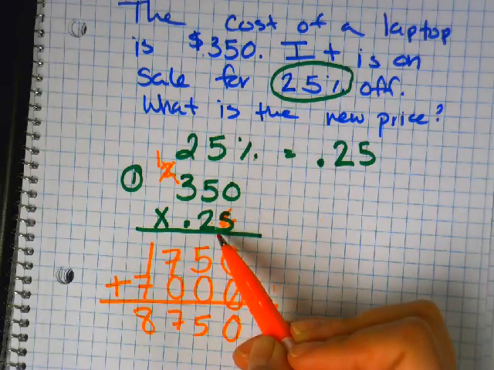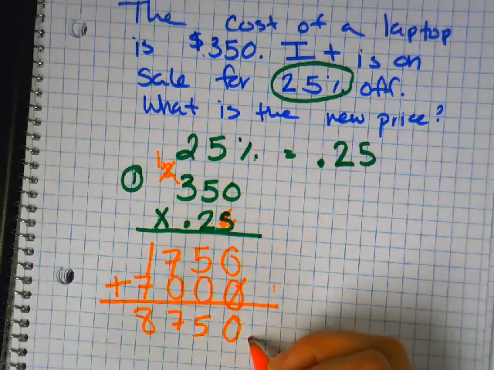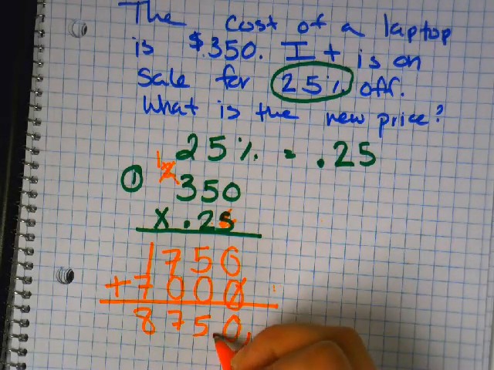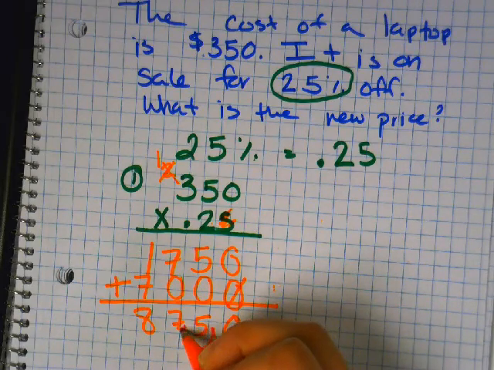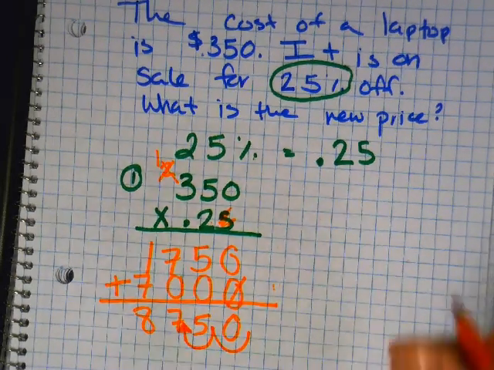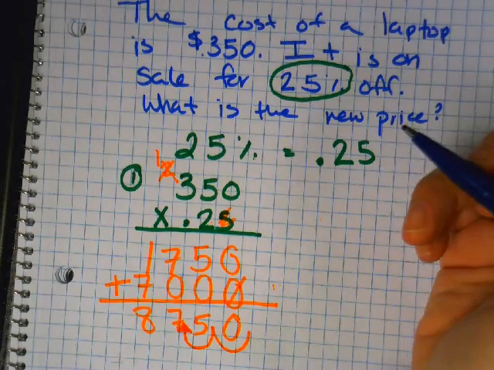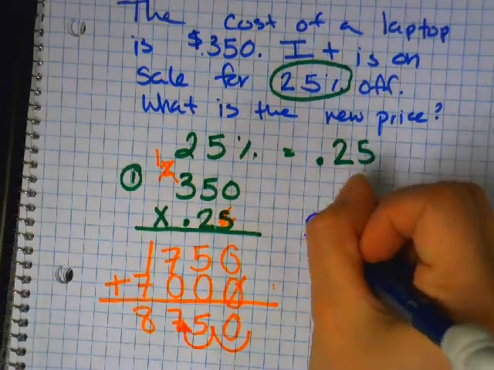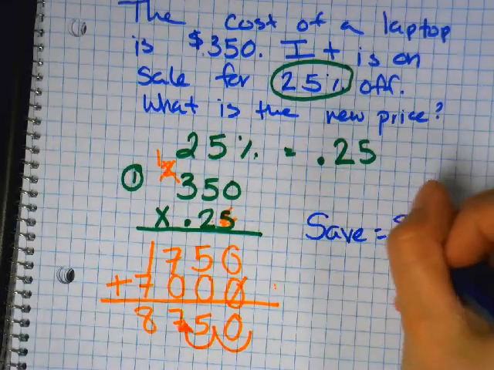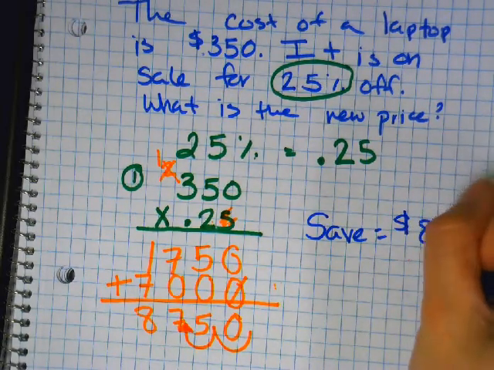It's 2 digits. So when you multiply, you move the decimal however many digits you have after the decimal. So 8750. This is how much you're going to save. I am going to save $87.50.